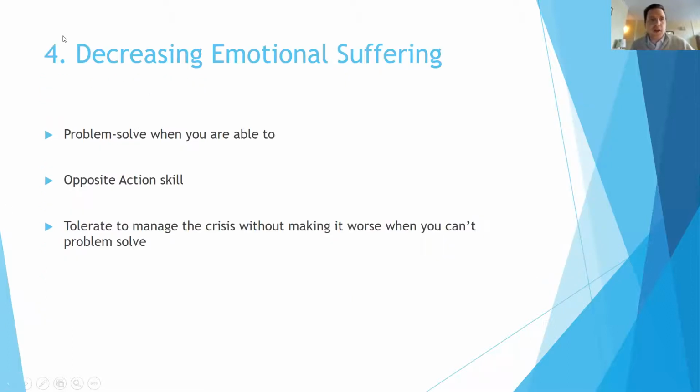I'll save questions. And so the last part is decreasing emotional suffering. So if I'm in a good spot, I'm using my PLEASE skill or my HALT, and I'm sleeping well and eating right. And I'm trying to manage my interpretations. And I'm using my mindfulness to be aware of my emotions. Then when I do have this painful emotion, how do I try to manage it?